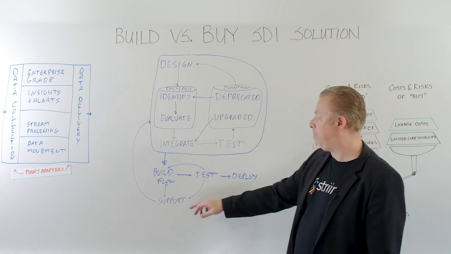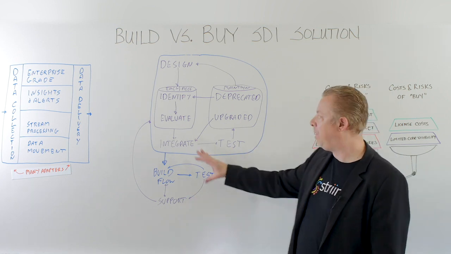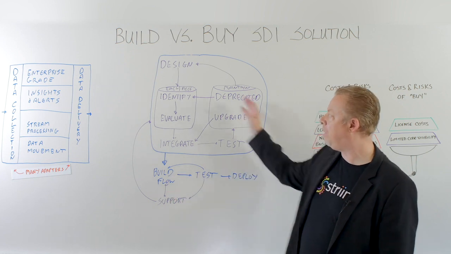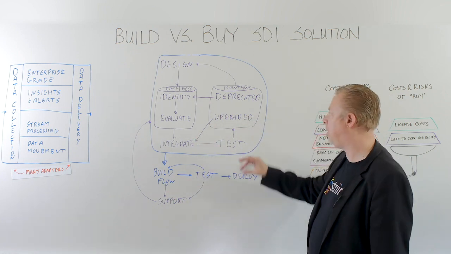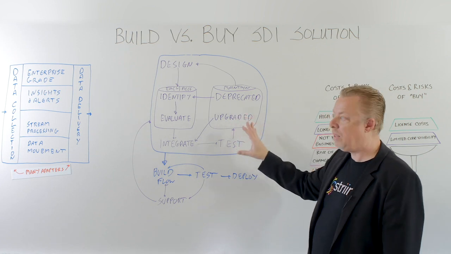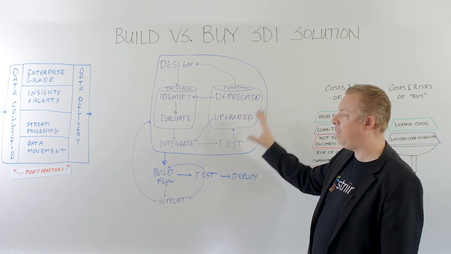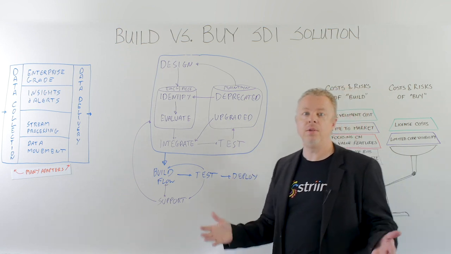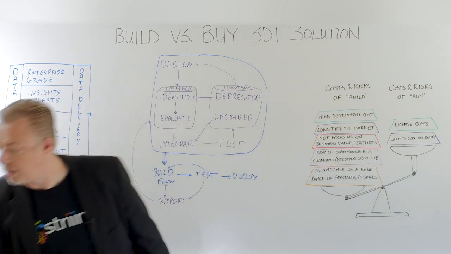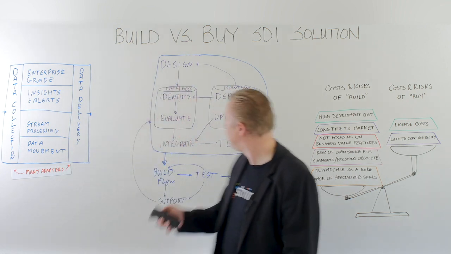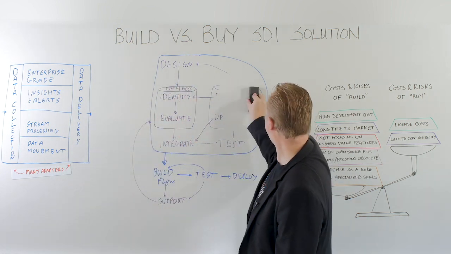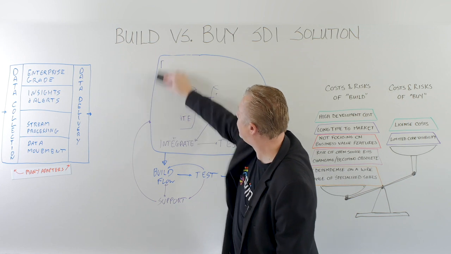So you need to have support for all the pieces, and then they may tell you that you need to upgrade, and then you need to reintegrate. And so it can become a big issue to maintain all of this. Now, the difference between doing all of that and using a pre-built SDI solution, something that you would buy, is basically that you're not doing any of these pieces in the middle.